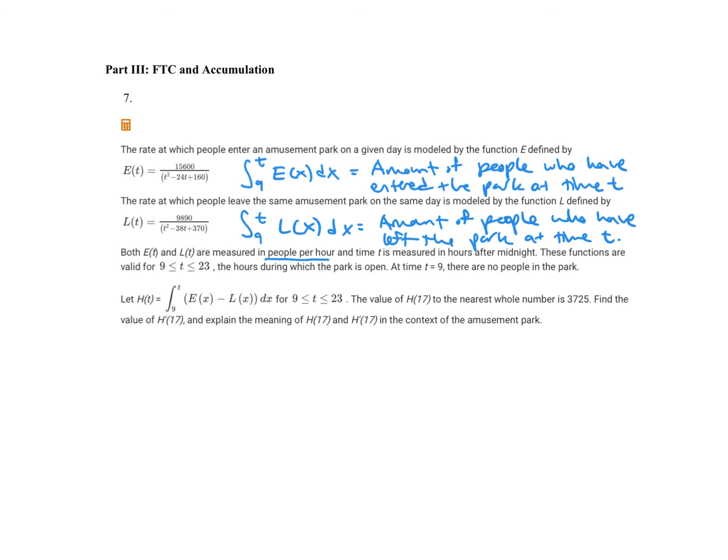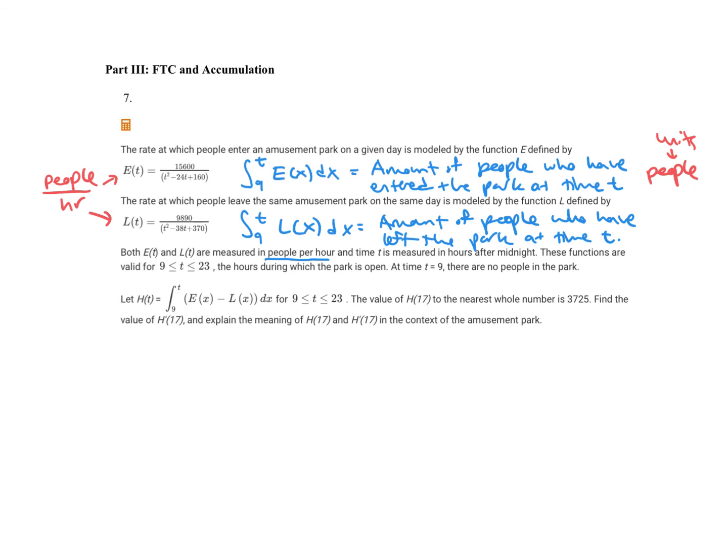Our units for E of t and L of t are in people per hour. And the units for the integral from 9 to t of E of x dx are just going to be people. So we multiply by the units of the independent variable when we do an antiderivative. Remember, when we took derivatives, we divide by the units of the independent variable.